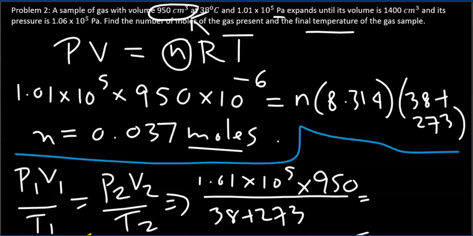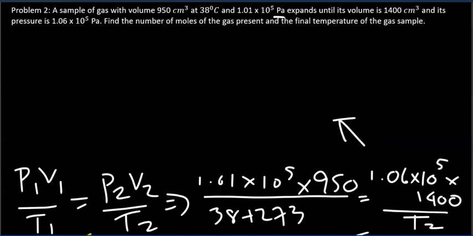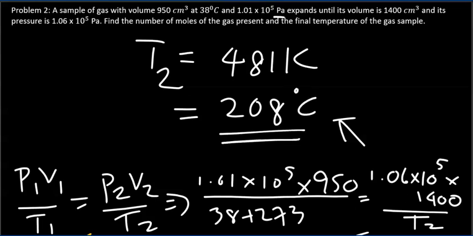And then the second state, P2, is 1.06 times 10 to the power 5 Pascal. The new volume is 1400. So 1400 cubic cm. And the temperature is what we want to determine, T2. And solving for T2 in Kelvin, you will get 481 Kelvin, or quite simply 208 degrees Celsius. And that solves the problem.